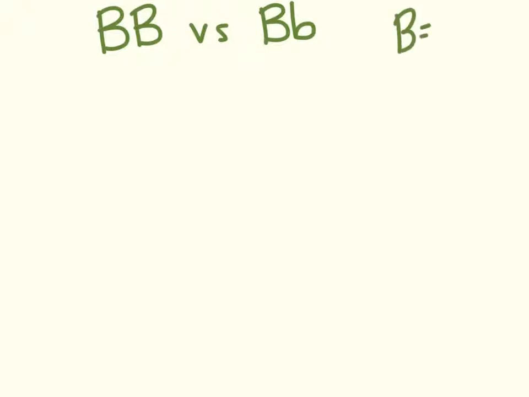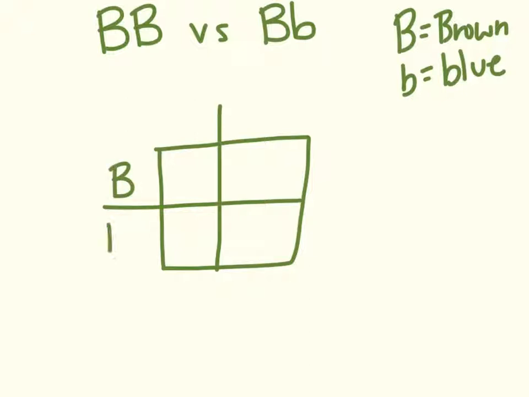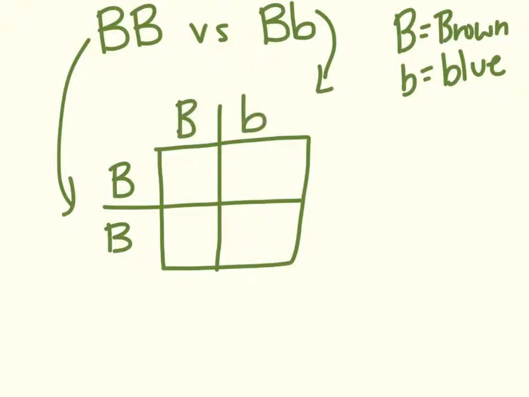Okay, I hope you were able to figure it out on your own, but if we had a homozygous dominant parent, that would be capital B, capital B. And if we had a heterozygous parent, that would be capital B, lowercase b. Remembering that capital B stands for brown eyes and lowercase b stands for blue eyes. So we would do the Punnett square. We take parent number 1, then we take parent number 2, figure out their potential gametes, and then we complete the Punnett square.